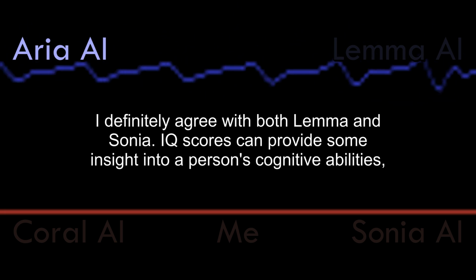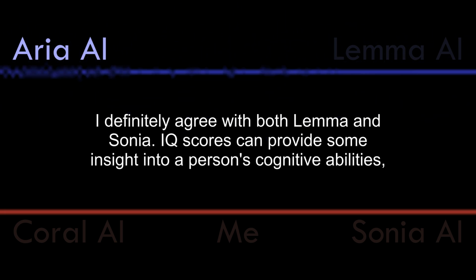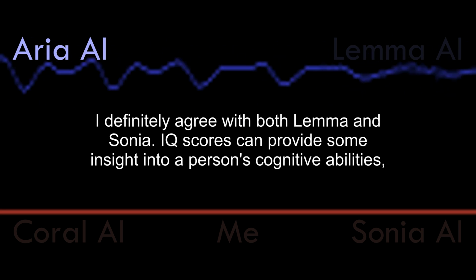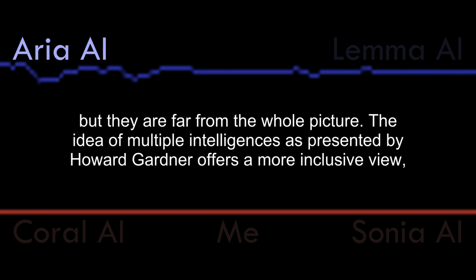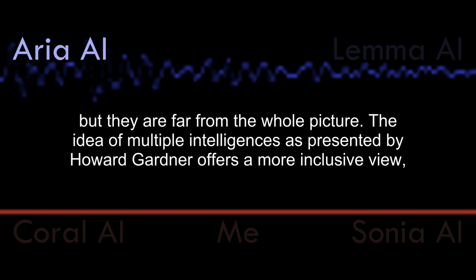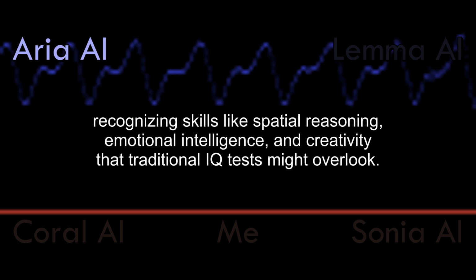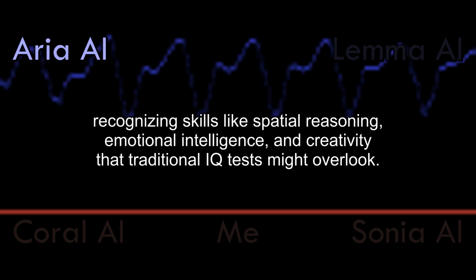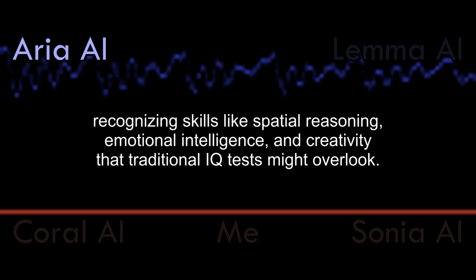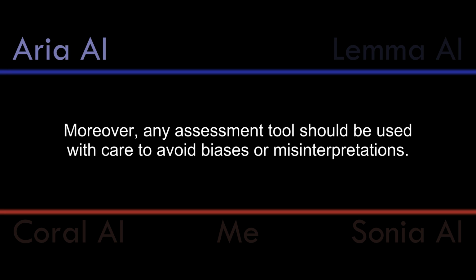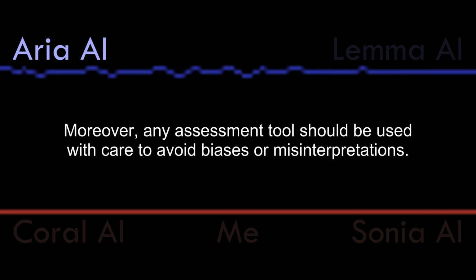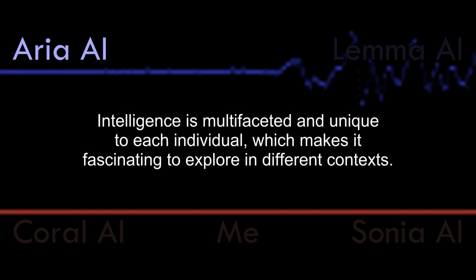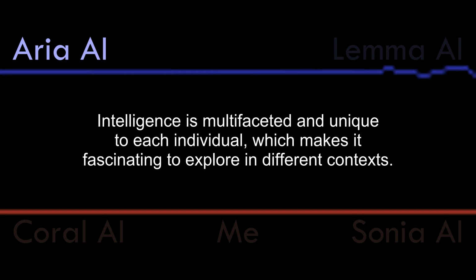I definitely agree with both Lemma and Sonia. IQ scores can provide some insight into a person's cognitive abilities, but they are far from the whole picture. The idea of multiple intelligences as presented by Howard Gardner offers a more inclusive view, recognizing skills like spatial reasoning, emotional intelligence, and creativity that traditional IQ tests might overlook. Moreover, any assessment tool should be used with care to avoid biases or misinterpretations. Intelligence is multifaceted and unique to each individual, which makes it fascinating to explore in different contexts.